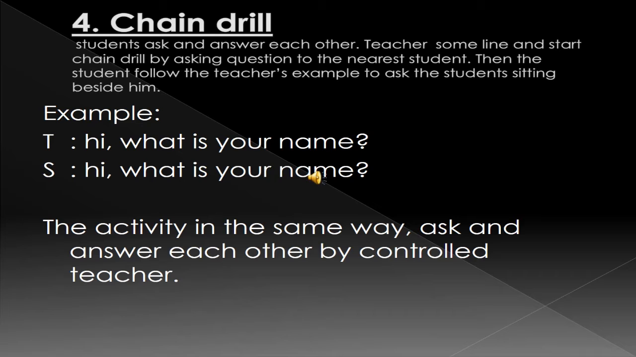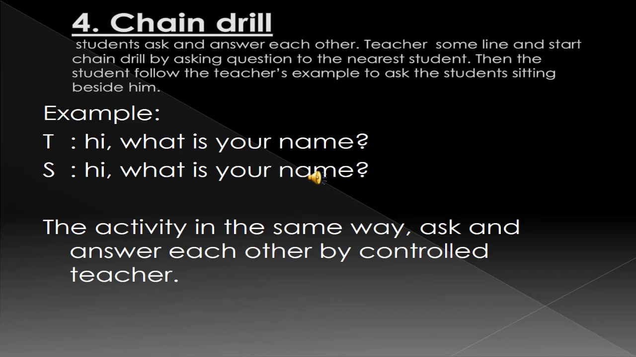For example, the teacher chooses some line and starts a chain drill by asking a question from the dialogue to the nearest student. For example, teacher: Hi, what is your name? The teacher asks the nearest student beside or behind him. And then the student follows the teacher's example and asks the same way to the student sitting next to him.